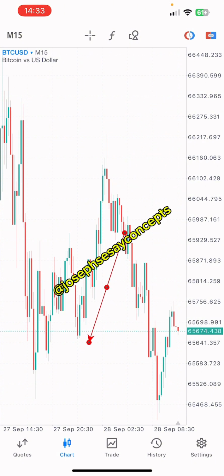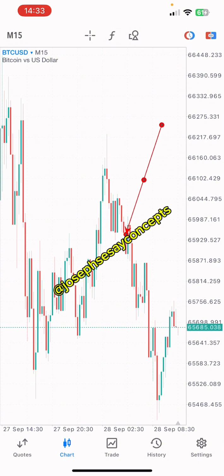We also saw a BOS. What do we mean by BOS? This is break of structure. So this is our recent low, and now the sellers were able to push the price down to break our previous low. So now we are going to have a lower low, lower high. You are going to form another lower low again, which means this is our recent low.